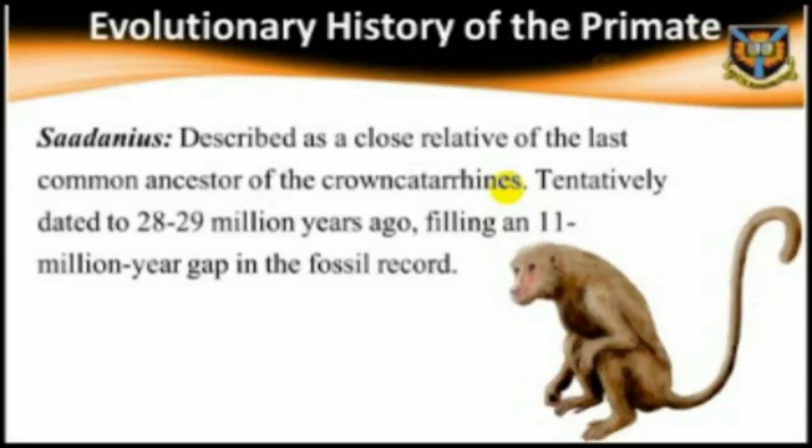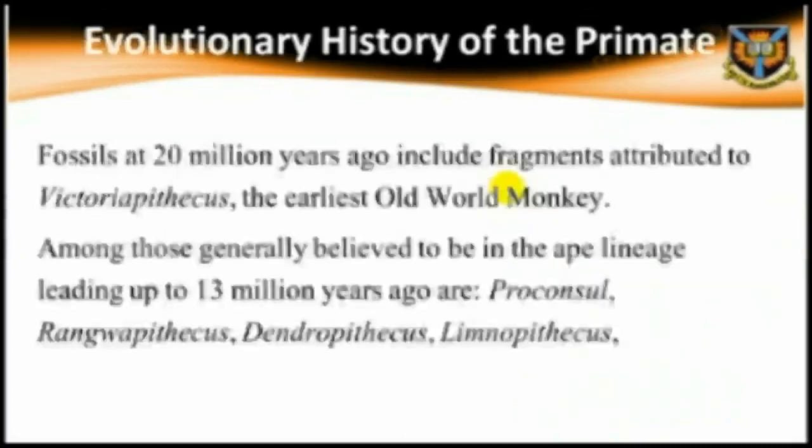In the early Miocene, about 22 million years ago, the many kinds of arboreally adapted primitive catarrhines from East Africa suggest a long history of biodiversification. Fossils at 20 million years ago include fragments attributed to Victoriapithecus, the earliest Old World monkey.